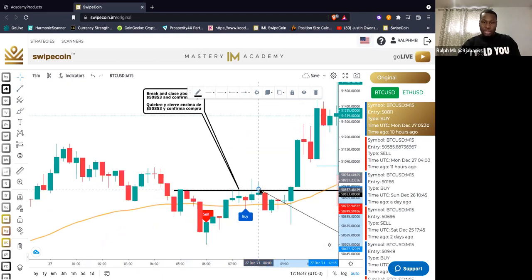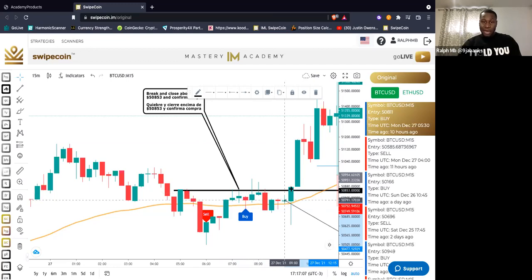If you're looking at just right here, this was a ceiling in the marketplace, right? So the ceiling is otherwise known as resistance to a lot of you guys. I personally trade smart money, so I don't use those terminologies anymore. But I know I have to use them so you guys can understand. So right here, this is your resistance, right?